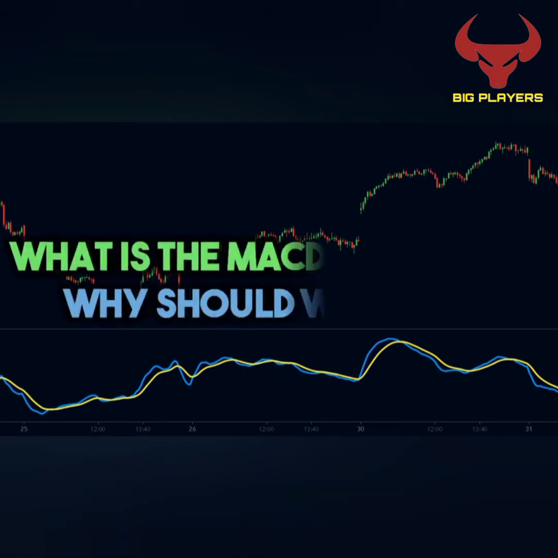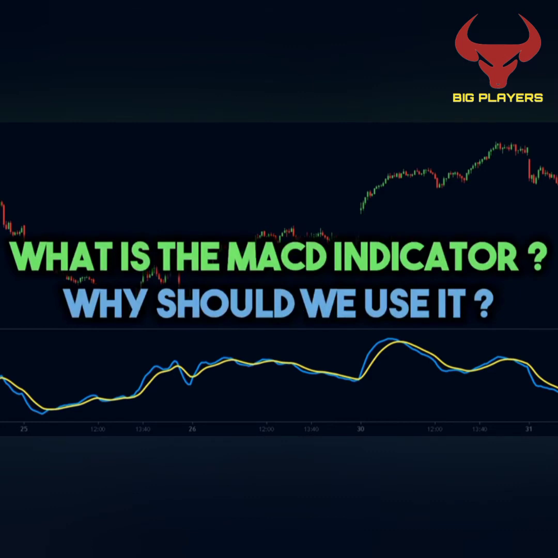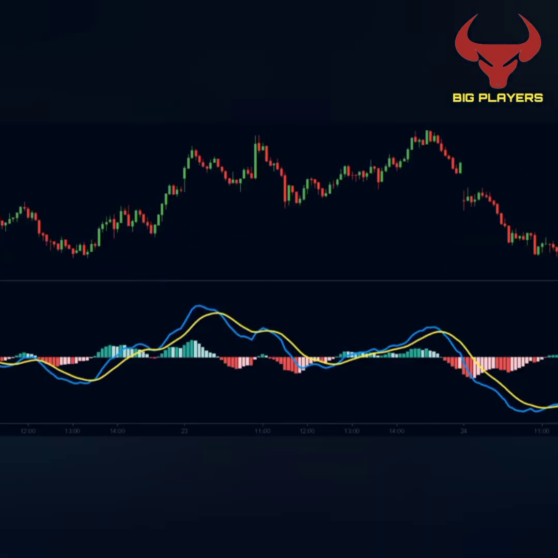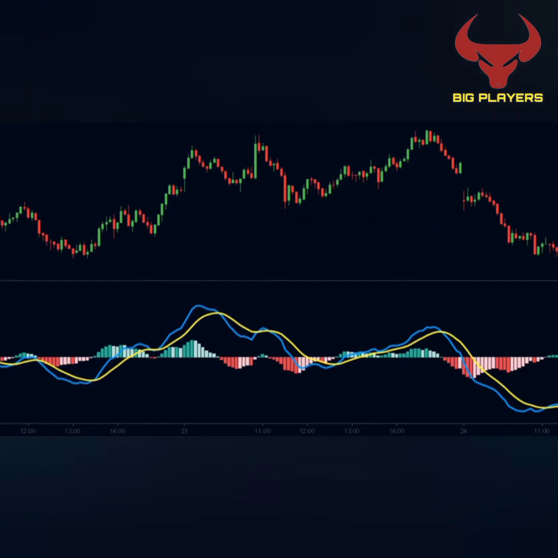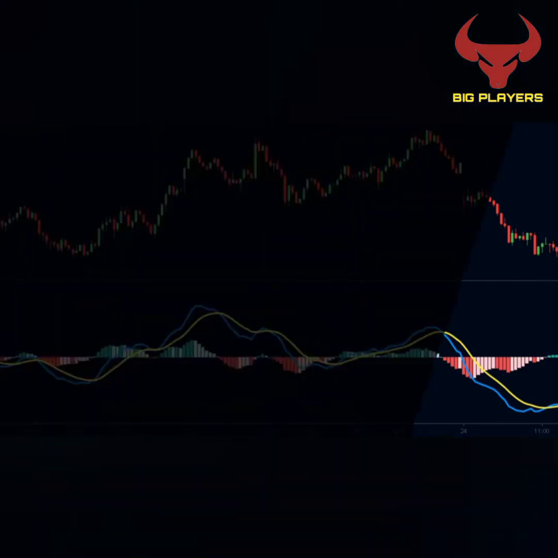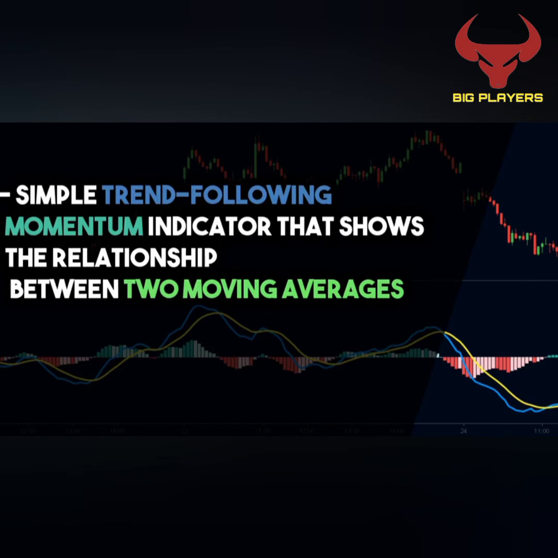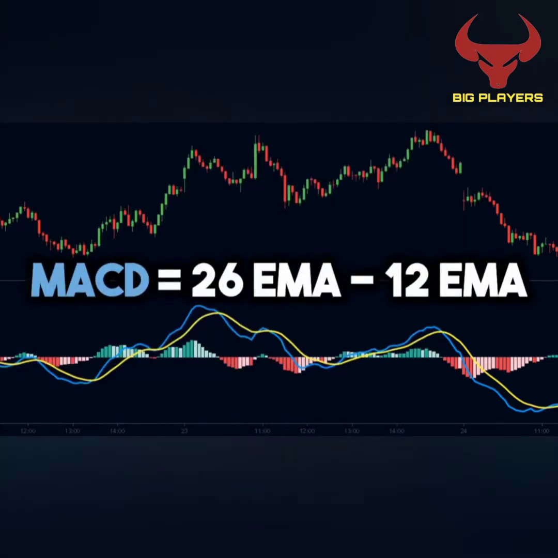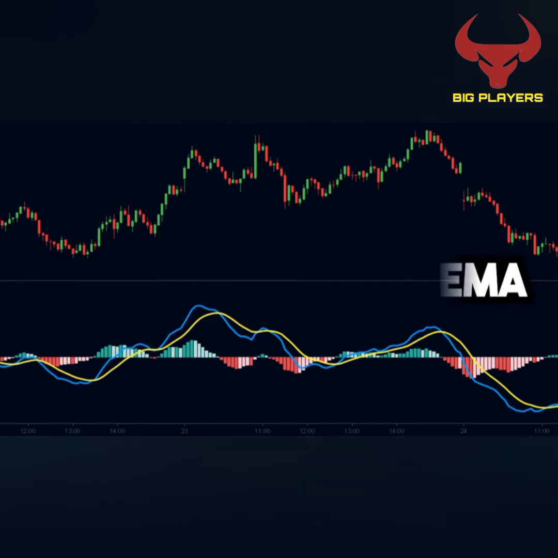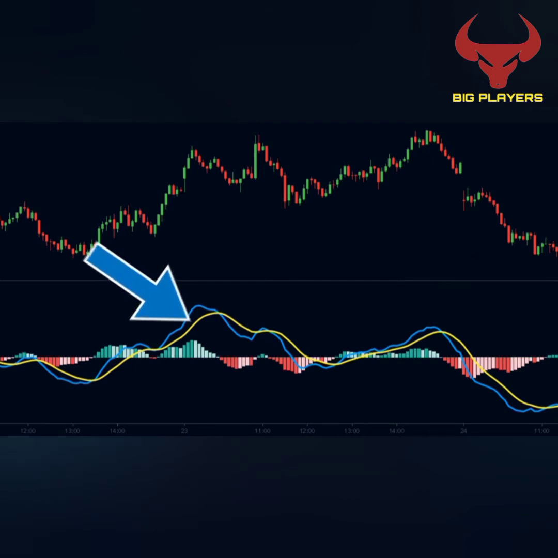Firstly, let us understand what the MACD indicator is and why we should use it. MACD stands for Moving Average Convergence Divergence. The MACD indicator is a simple trend following momentum indicator that shows the relationship between two moving averages of the asset. It is calculated by subtracting the 26-period exponential moving average from the 12-period EMA. The result is plotted on the chart with the blue line.